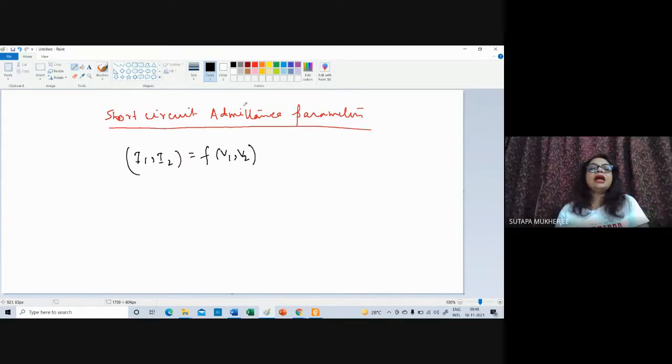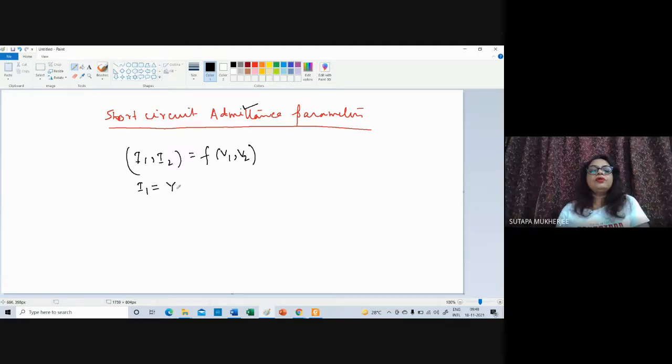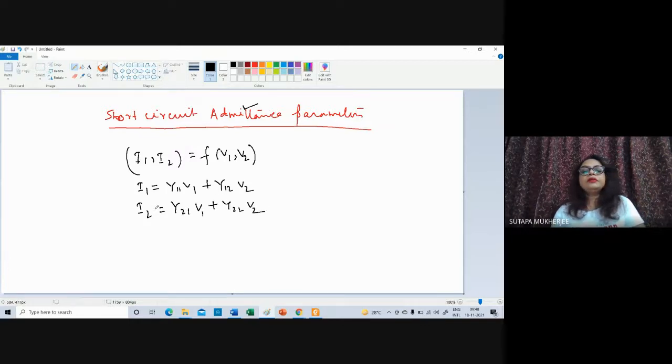Yes, but ma'am, because it is the admittance parameter, it will be the reverse of that. Right, Abhishek? Yes, so I1 is equal to Y11 V1 plus Y12 V2. And what is I2? That will be equal to Y21 V1 plus Y22 V2. Fine? So what is I1? Y11 V1 plus Y12 V2. What is I2? Y21 V1 plus Y22 V2. Is it clear to all of you?